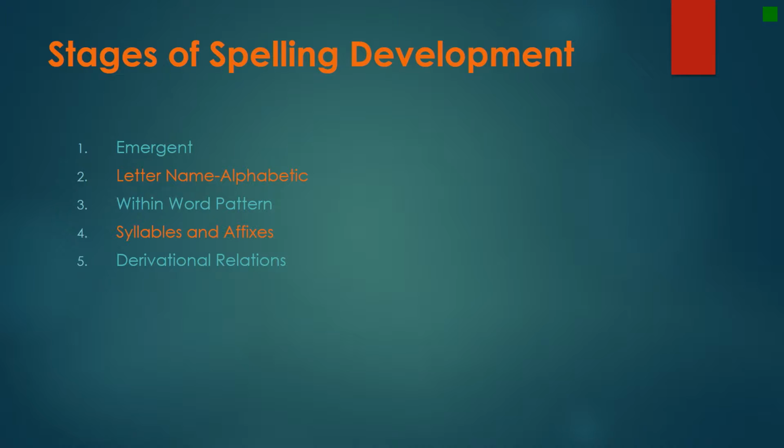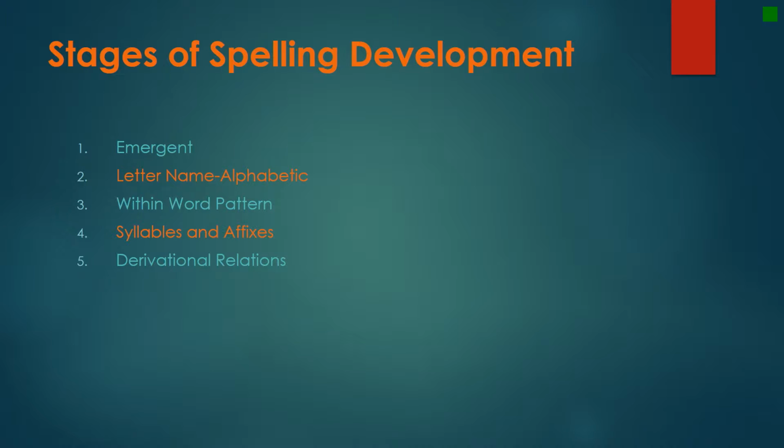Some are at the emergent stage longer, some are at the letter name alphabetic, some are at the within word pattern stage, some are at the syllables and affixes stage longer, and some very quickly get to the final stage where you're writing traditional spelling very easily, and that's the derivational relations stage.